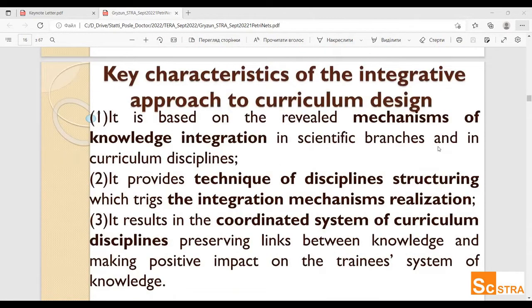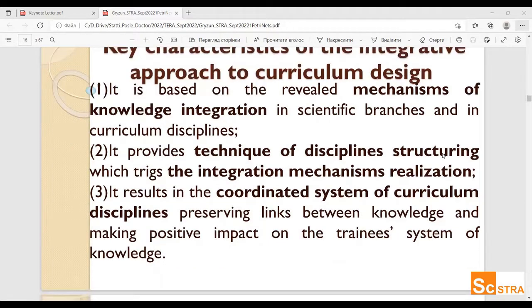So, to characterize our author's integrative approach to curriculum design, I'd like to say that it is based on the revealed mechanisms of knowledge integration in scientific branches and curriculum design. It provides techniques for discipline structure, which triggers the realization of the integration mechanisms, and it results finally in a coordinated system of curriculum disciplines, preserving links between knowledge and making a positive impact on the trainees' system of knowledge.